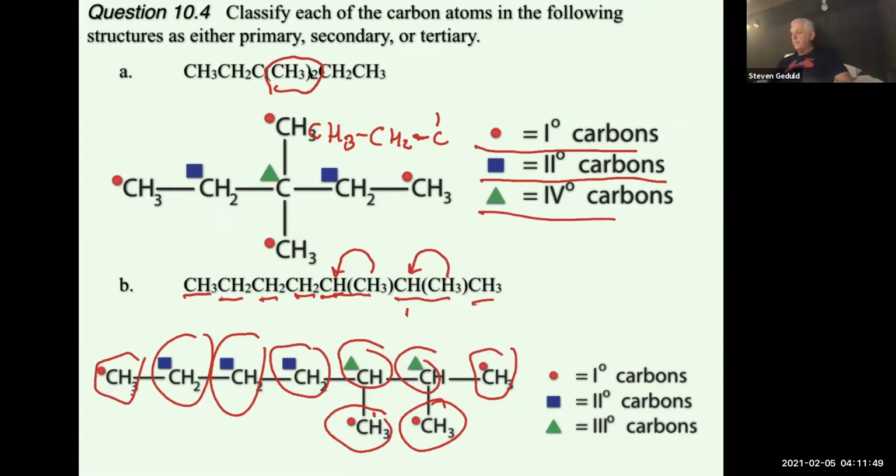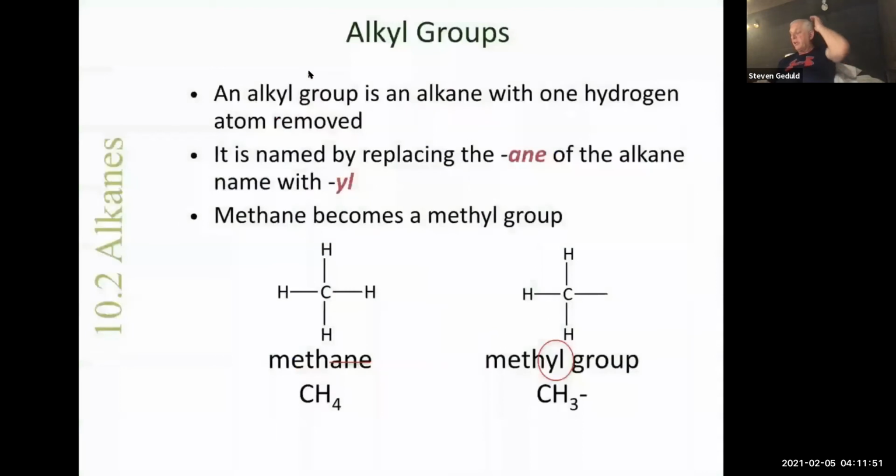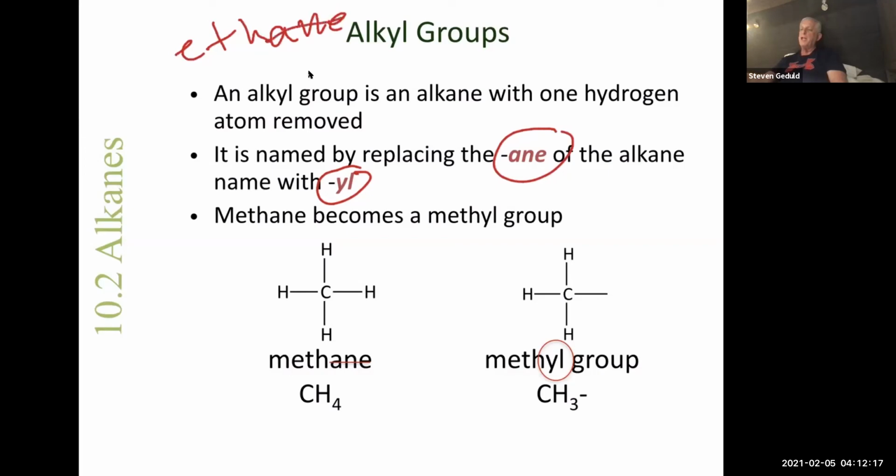All right. Alkyl groups. Alkyl groups are the alkane carbons, but they're attachments. They're called substituent groups or alkyl groups. The only thing we do, we drop the ANE ending and add YL. Okay. So if it was ethane, ETHANE, we drop the ANE and it becomes ETHYL.